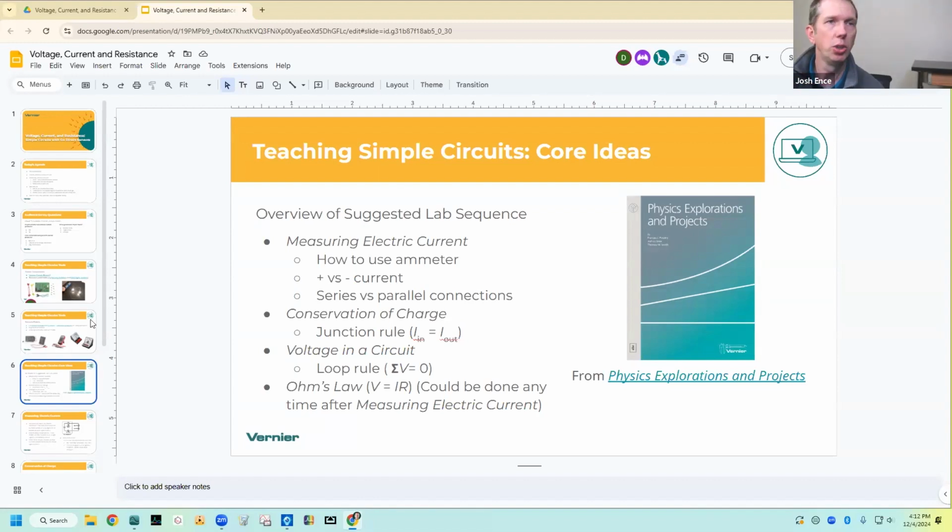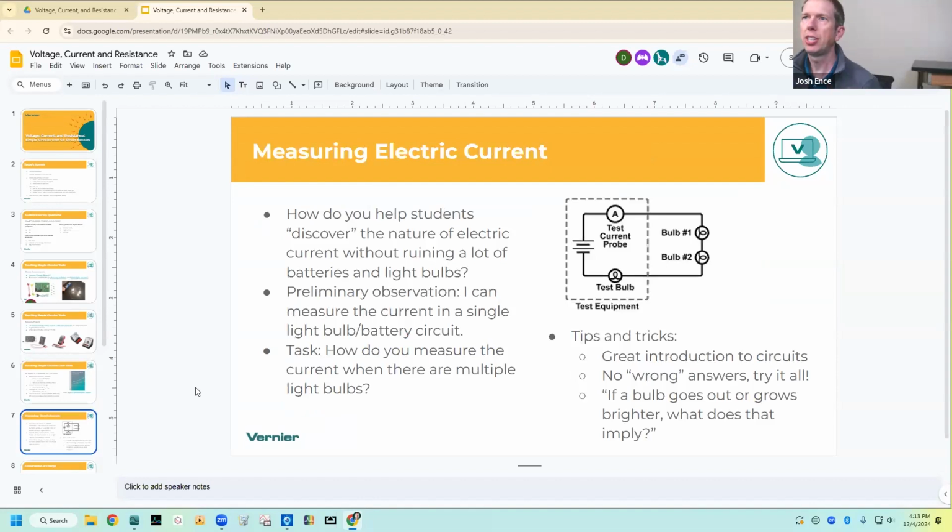So I'm going to talk about these labs individually. I'm going to switch a little bit back and forth between my slides here, and then I have some circuits set up here, and I'll show you how I use Graphical Analysis and my probes to make measurements on those circuits. So the first one is measuring electric current.